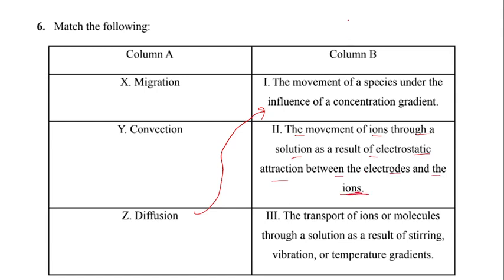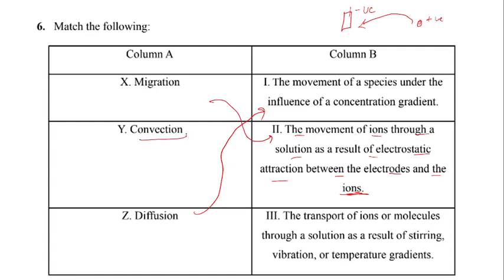Your electrode is negative, and this ion is positive, so it will be attracted toward the electrode. Due to opposite charge it will be attracted, and this is known as migration. Due to opposite charge the ion will be moved, so it is due to migration. The second phenomenon is also clear.